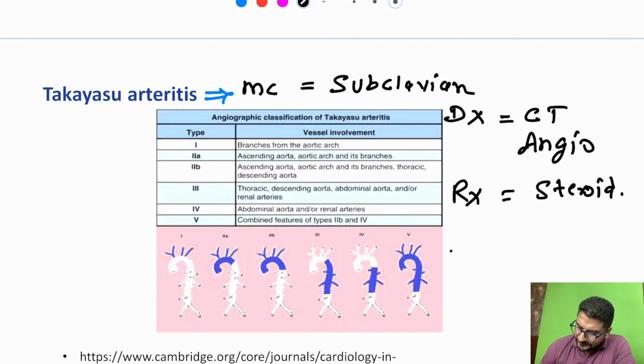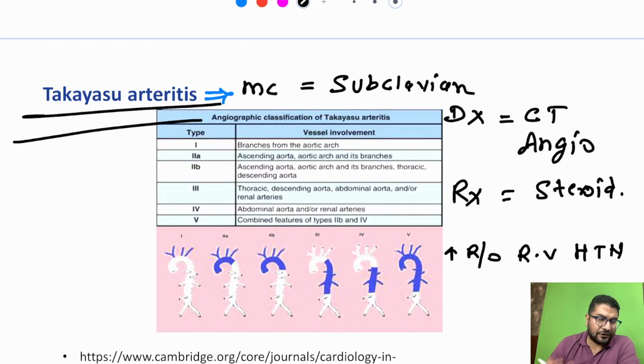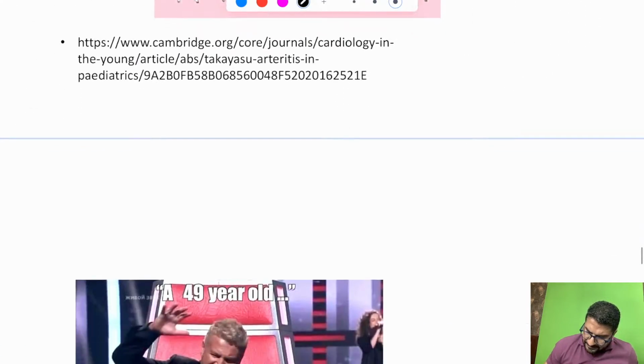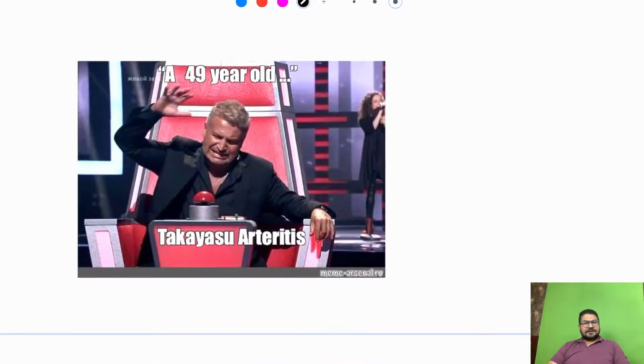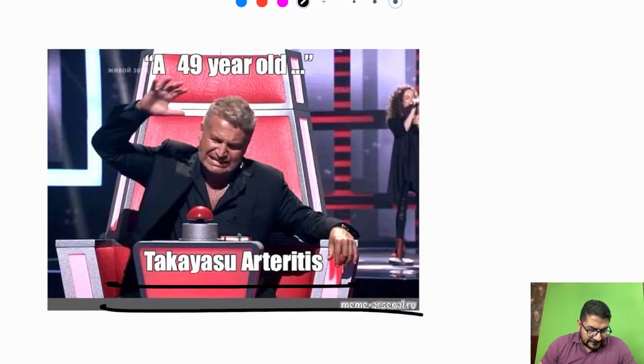Lastly I can say this: Takayasu will increase the risk of renovascular hypertension. And this is something which is very commonly seen in Asian people. It is one of the common causes of renovascular hypertension in young patients, and the patient will generally be less than 45. So the patient you will mostly see is below 50 years. So in an MCQ, if they give an age less than 50, which buzzer do you press? If it is less than 49, it is Takayasu. Is that clear? Or CT angiography.